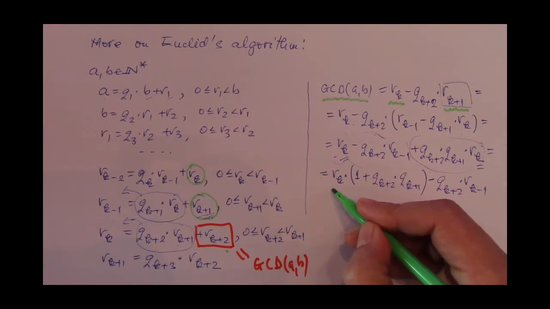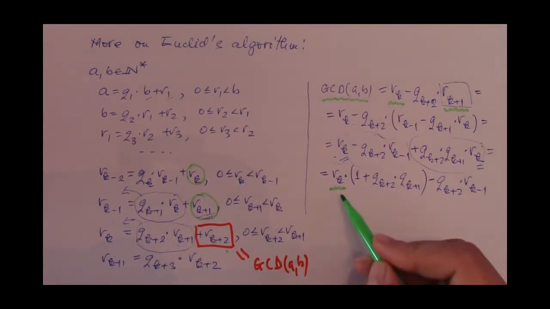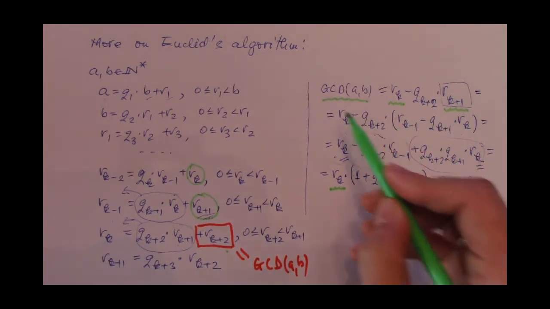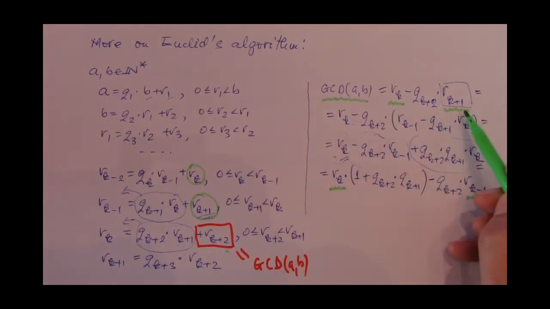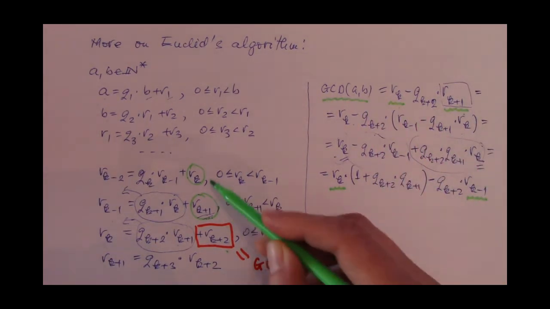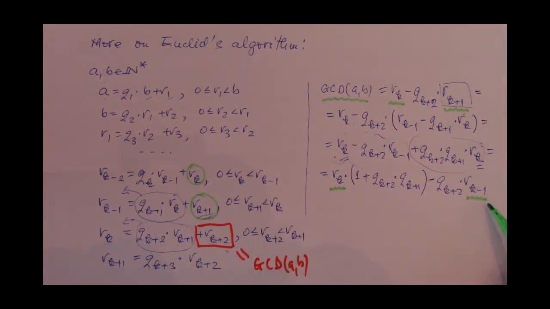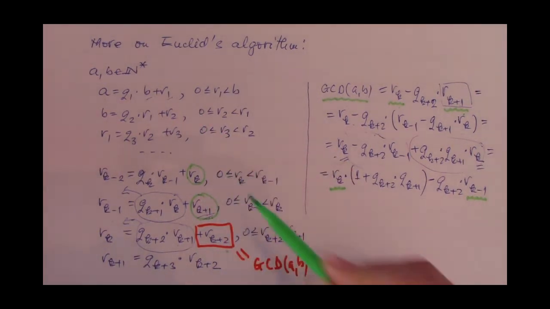But what we have to notice now is that this last expression that we got is a linear combination between rk and rk minus 1. So basically this little manipulation here allowed us to write the GCD of a and b not in terms of rk and rk plus 1, which are the previous two remainders in Euclid's algorithm, but in terms of rk and rk minus 1. So sort of we moved up the chain of these divisions one step.